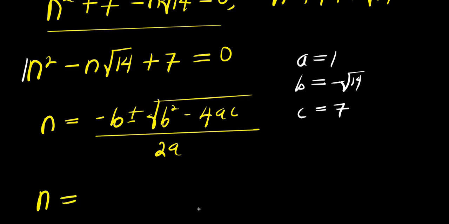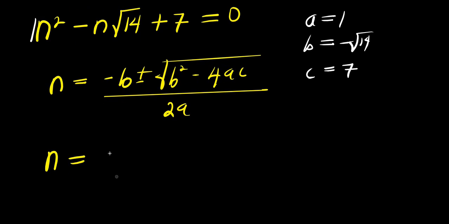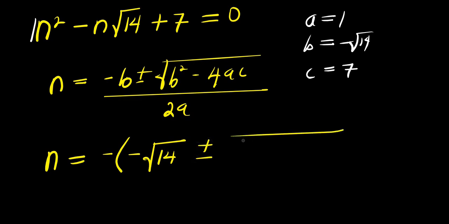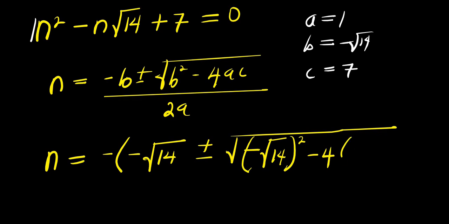We have n equals negative b, negative times negative root 14, plus or minus square root of b squared. We have negative root 14 to the power of 2, minus 4 times a times c. There's no need for this one here.